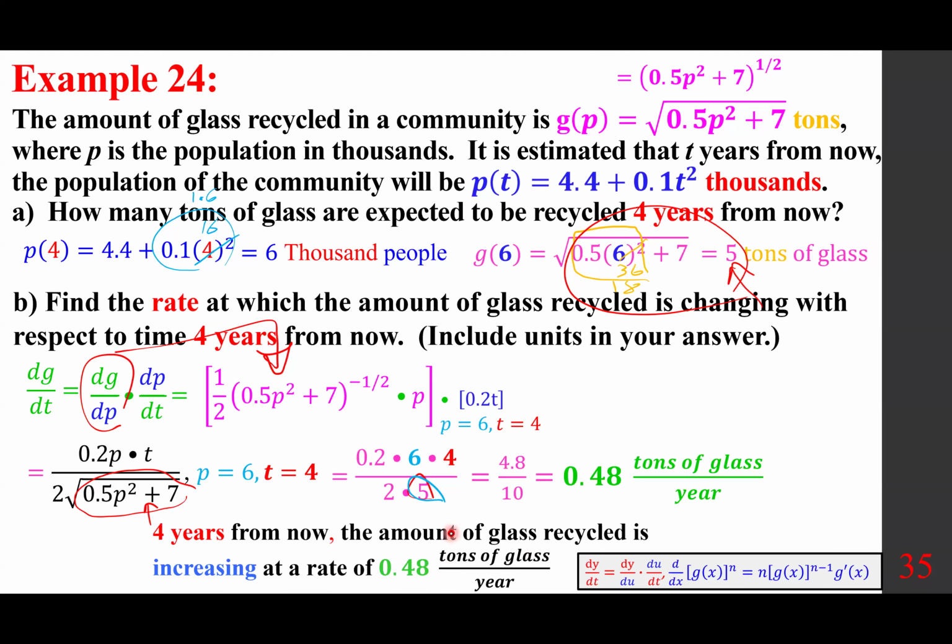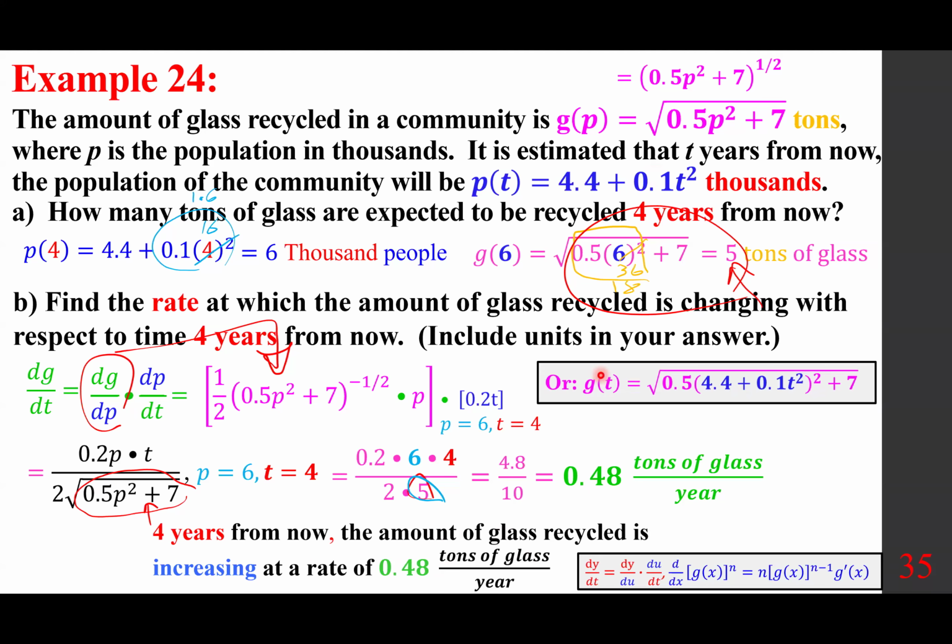Now, the second method, and I'm not going to do that, is actually a little bit more complicated. Replace the p with this one. So the second method is to find g as a function of t, the composite function. So 0.5 remains. p is changed to 4.4 plus 0.1t squared, to the power of 3, plus 7. So you have to work on this. It's not a bad idea for practice. Okay, class?